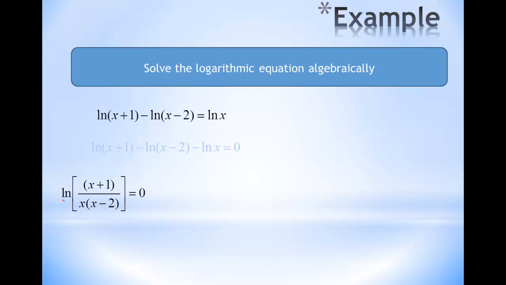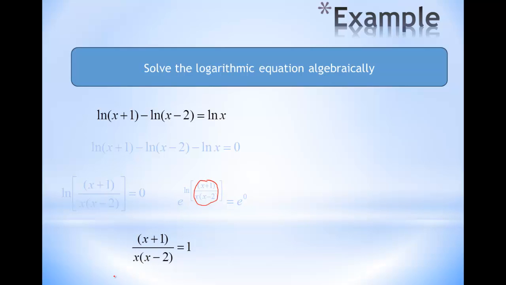Okay. Now again, how do I get rid of the ln? I get rid of ln by raising e to both sides' power here. These two are inverses. Those two are inverses, so all I'm left with is what's right in here. I know what e to the 0 is. e to the 0 is simply 1. So now I've got to solve this rational equation right here.